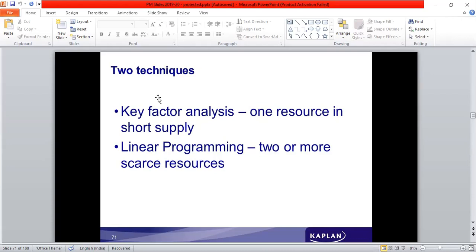In case there is only one resource which is limited, that is short in supply, the technique which is used is called key factor analysis. If there are two or more resources, then the technique which is used is called linear programming. So there are two techniques: one is key factor analysis and the other one is linear programming. We are going to look into these two things in today's class.